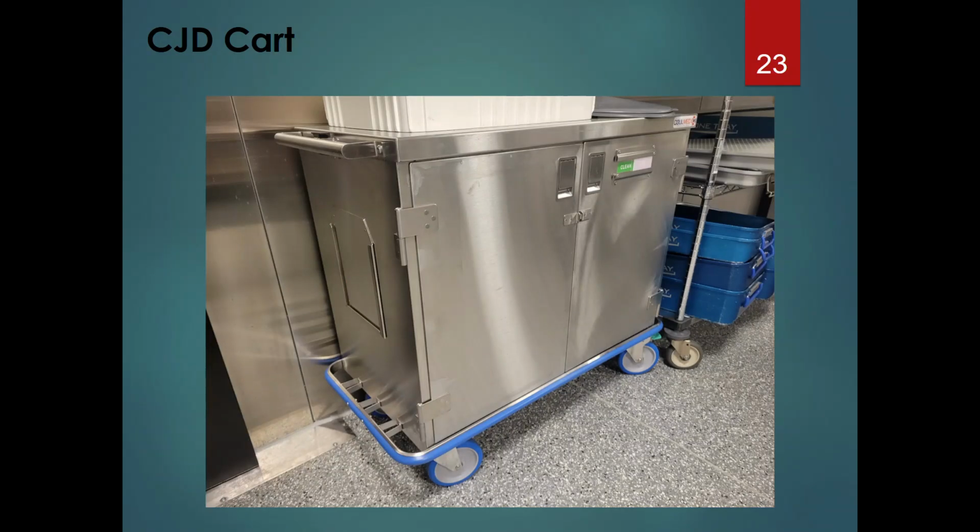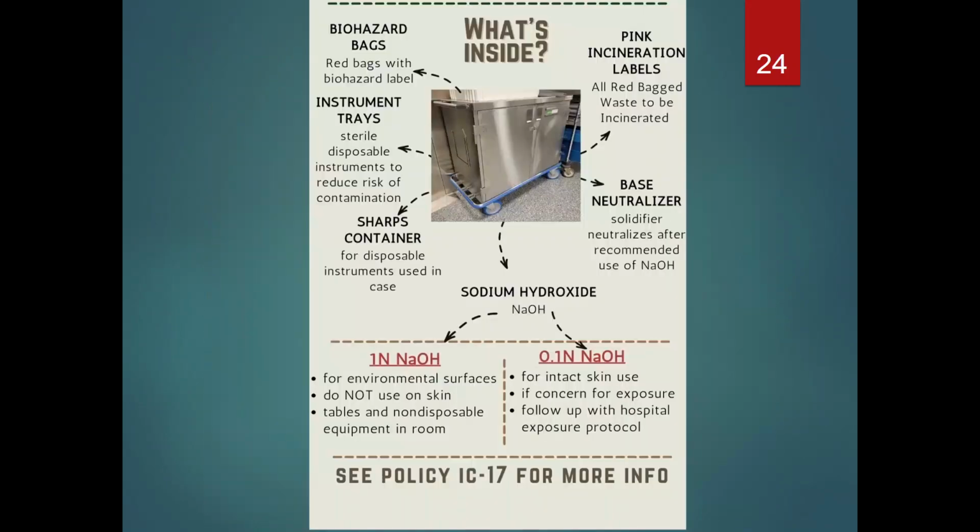This is an image of the CJD card that you will obtain per the IC-17 policy for a potential CJD case card. It lives in CSP and will be sent to the OR on request. So what can you expect to find in the CJD cart?